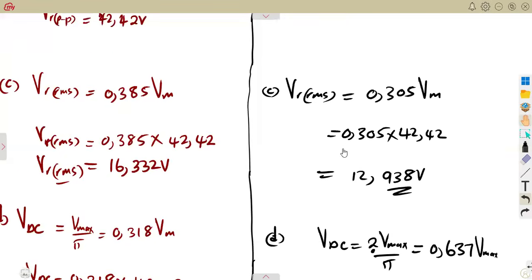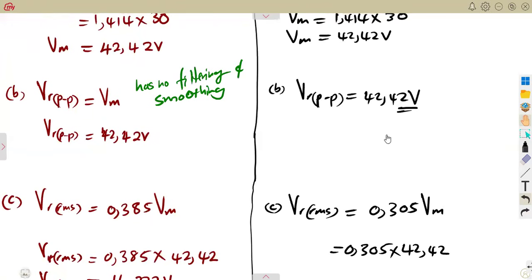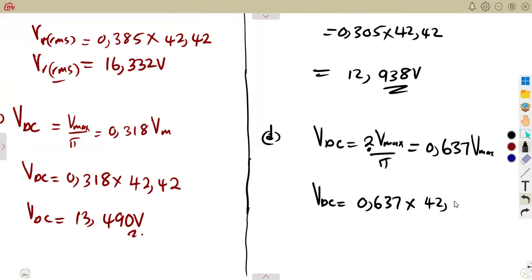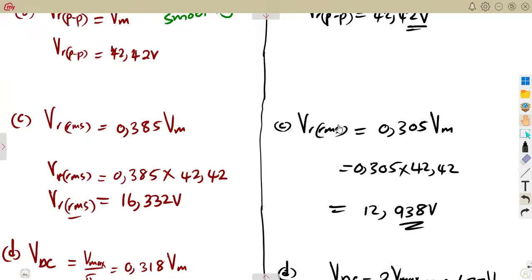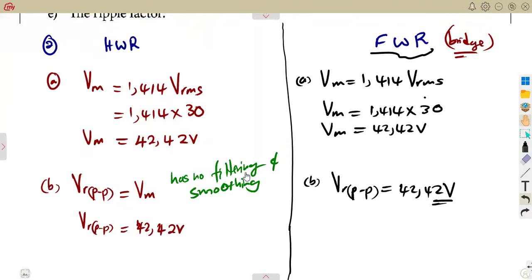What is our maximum voltage? As we had before, it was 42.42. So we're just going to use this as it is. That was going to give us an average DC voltage of 27.022 volts, as we consider our average DC of a full wave. So we must consider both full wave and half wave.